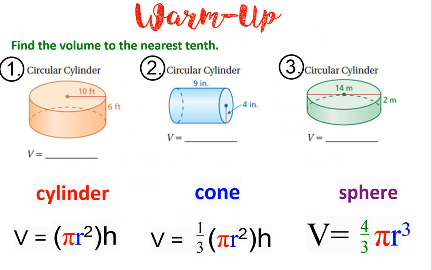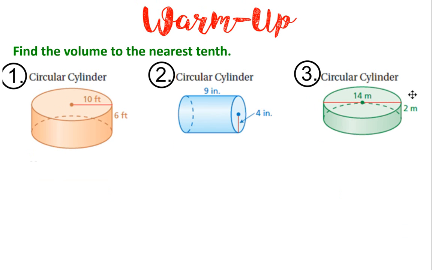So let's warm up with some cylinder problems that we worked on earlier this week. I'm going to give you these three cylinders here, and I want you to use the appropriate cylinder formula, which is pi times radius squared times the height. I want you to use that formula to find the volume for these three separate cylinders. So pause the video now and give it a try. I'm going to go ahead and solve these three, and you're going to check to see how you did.